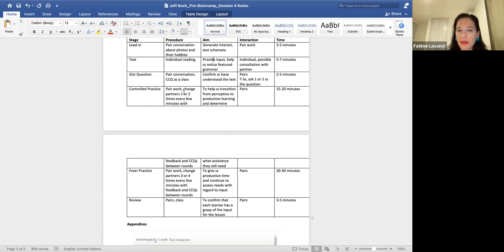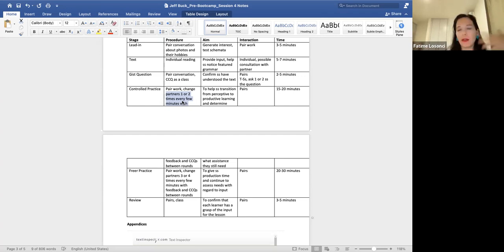Yeah, and things like paperwork, change partners one or two times every few minutes. You'd have to say why, other than keeping things varied. But again, we need a communicative purpose. So student one talked to student two, they matched up the dating profiles. Okay, now student one goes to talk to student three. And what's the task? What are they trying to accomplish together?